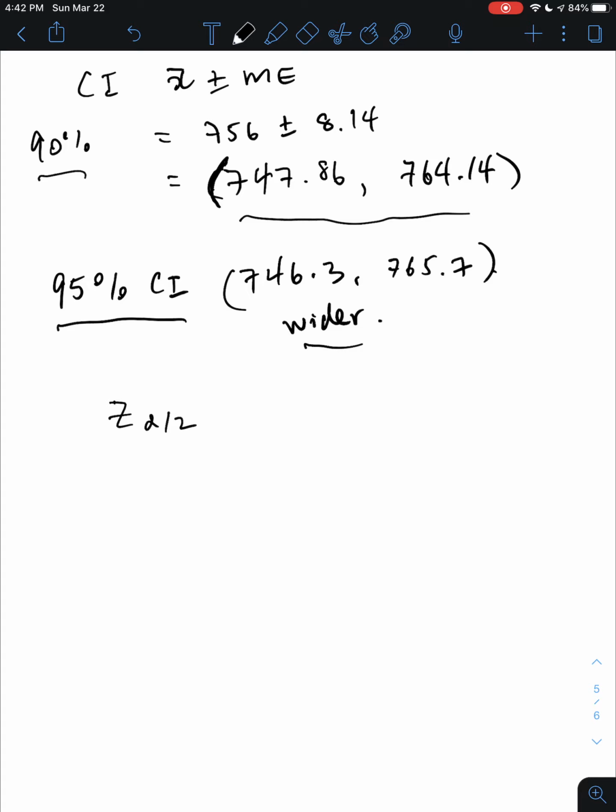So the more confident we want to be that our answer is correct, the wider we have to make our interval. Until, actually, if we were 100% confident, our interval width would be infinity. And so that's why we don't ever use 100% confidence, because it doesn't help us, it doesn't give us any information.